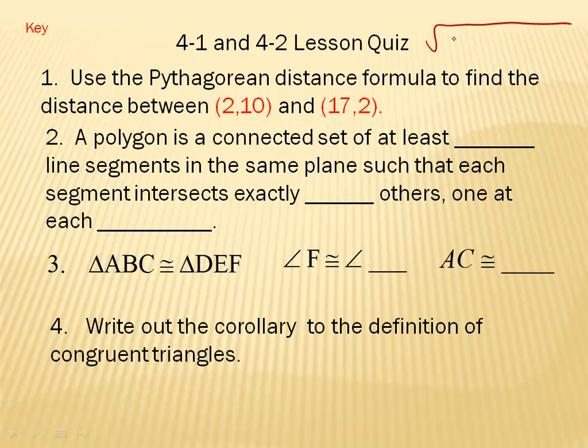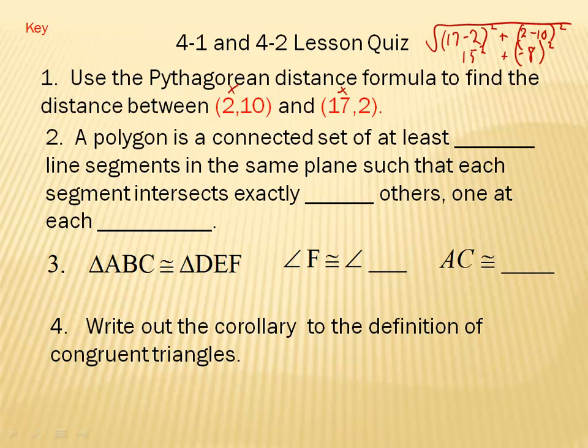4.1. So you've got to match your x coordinates up, right? So you can do 17 minus 2 squared plus 2 minus 10 squared, and we're not really going to finish this off. It's just a little reminder about how you set it up, because if you set it up right, you should be able to get it from there.